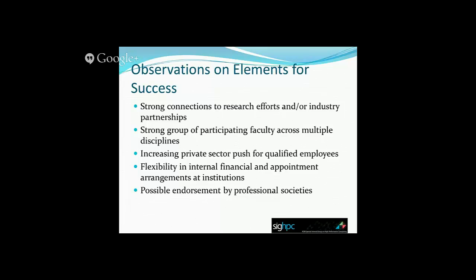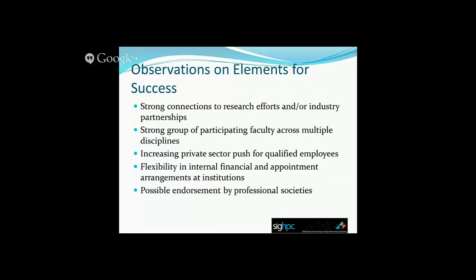Institutions where there's flexibility in internal financial and appointment arrangements also can do this more easily than those that have typical departmental organizations where all tenure and salary decisions are made at the department level, and efforts to do interdisciplinary things become punished. On the other hand, if you have flexibility in those arrangements, that creates a different incentive structure for faculty and can add to the success of programs.